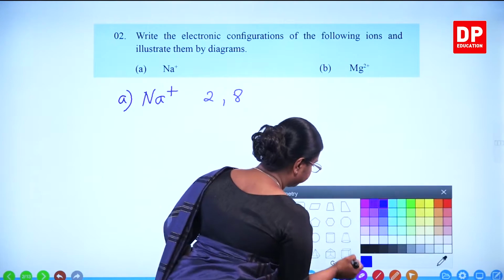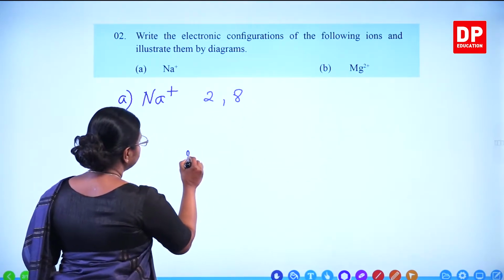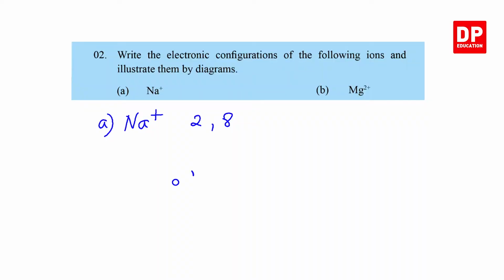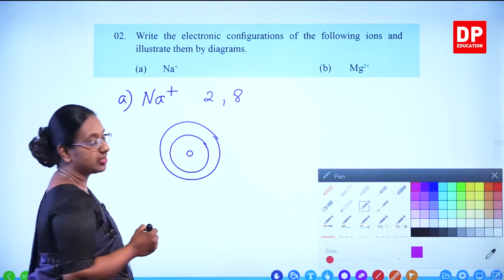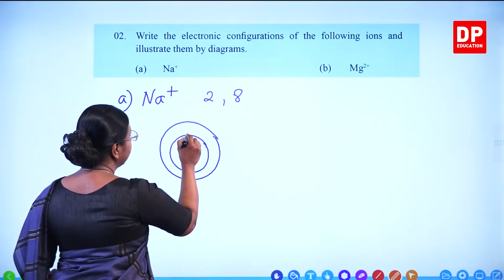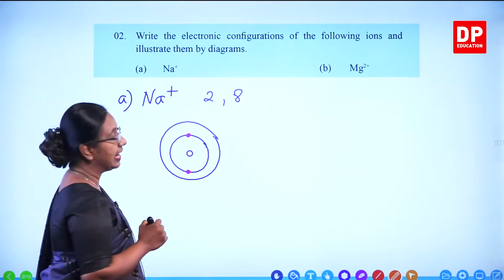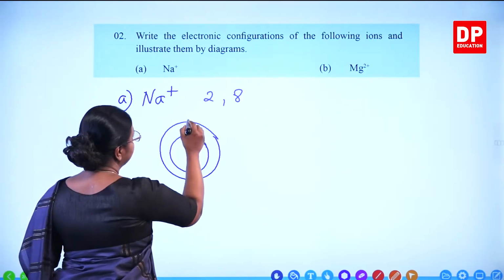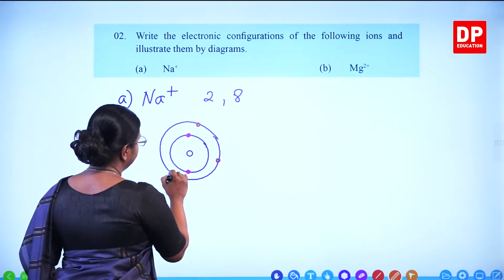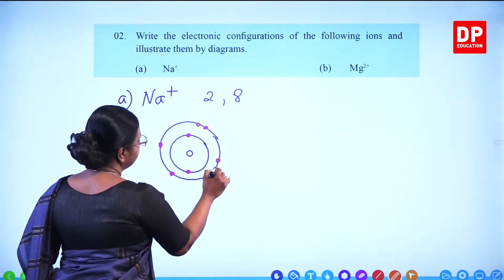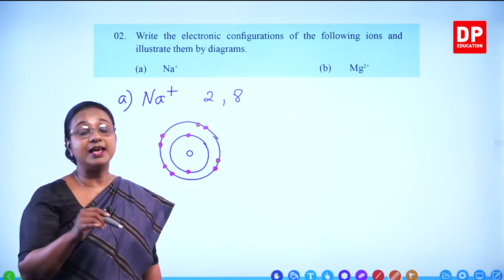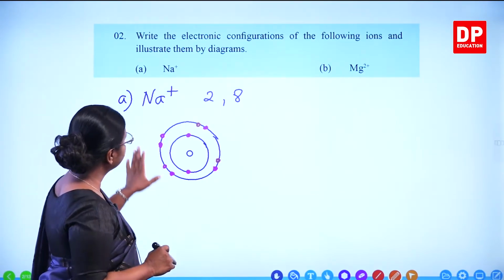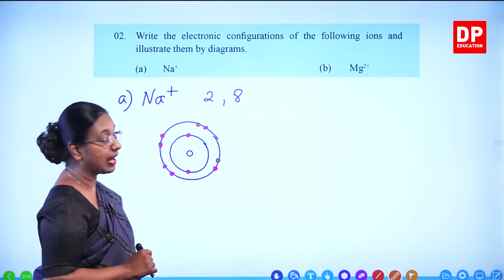To do that, that is the nucleus. Then I will draw the first energy level and the second energy level. And to denote the electrons, I will use a different color. You can use the same color, fine. In the first energy level, there are 2 electrons. And in the second energy level, there are 8 electrons. 5, 6, 7, 8. And usually, we show the electrons as paired electrons. Is that okay, students? So, that is for sodium ion, Na+ ion.